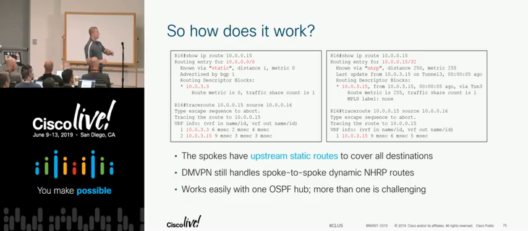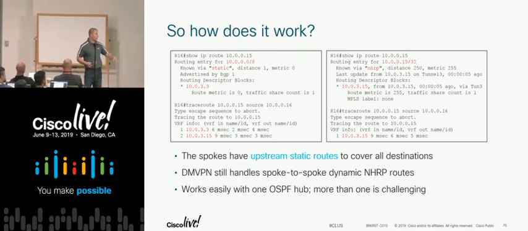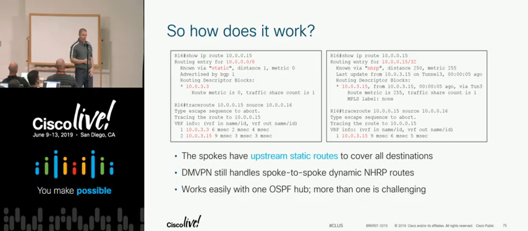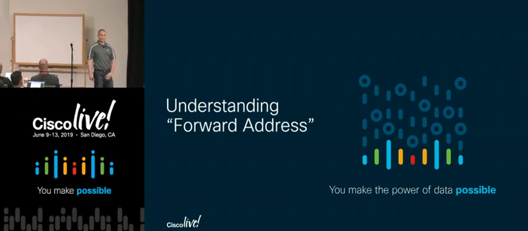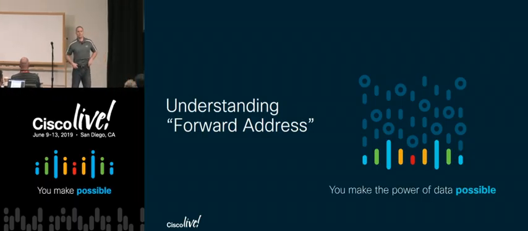So this is just a little more showing the trace route and how it works. I don't need to explain that looking at the routes. I think you all get the point. Okay, forward address. Who knows what this is and who's comfortable working with it?